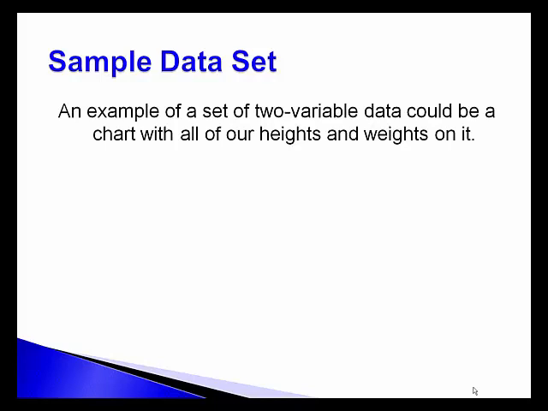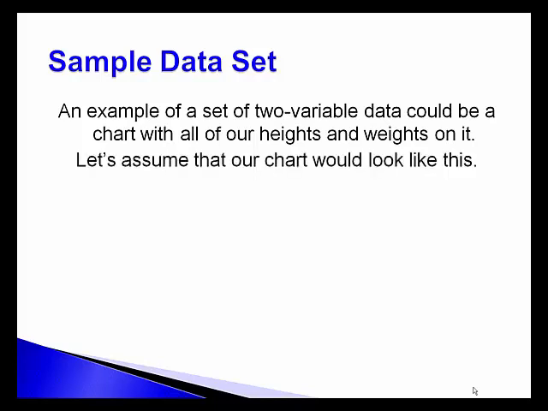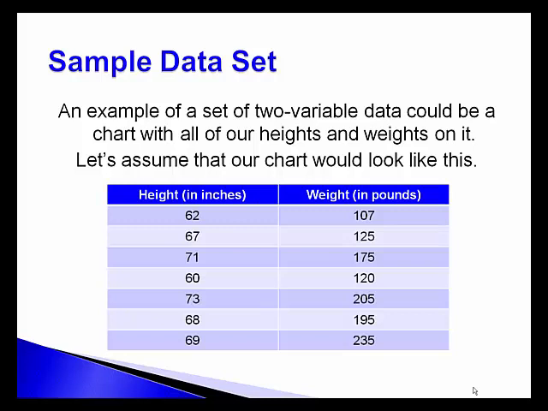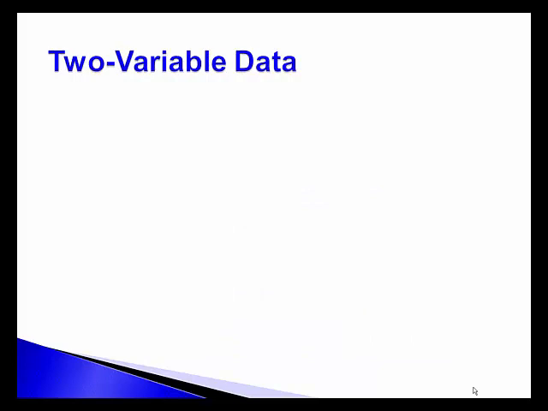An example of a set of two variable data could be a chart with all of our heights and weights on it. I'm okay with doing this since this is an online class, otherwise we wouldn't touch this with a 10-foot pole. So let's assume that our chart would look like this. Notice in one column I have the height in inches, and in the other column we have a weight in pounds. Let's continue to look at two variable data.